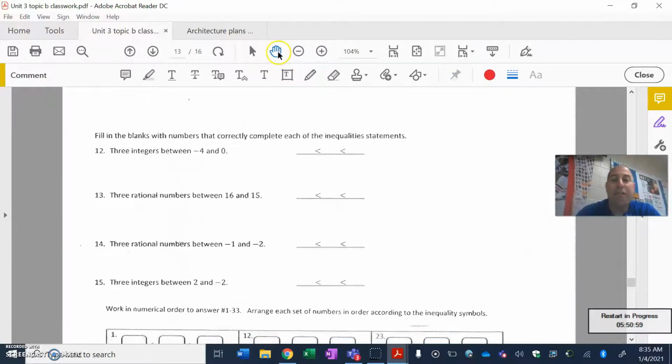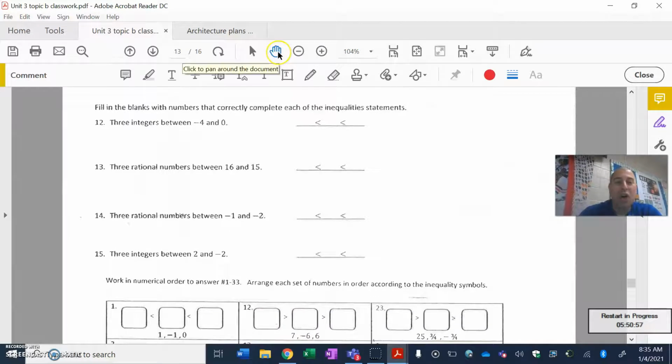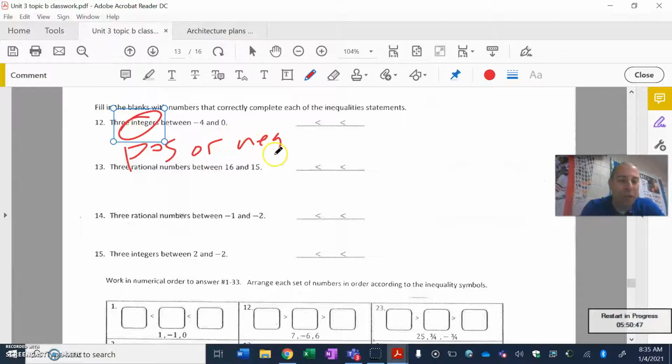Some more of your words and then fill in your blanks here. Okay, so integers. We got to keep in mind our definitions. So remember, integers are your positive or negative whole numbers. So because they are positive or negative whole numbers, we need whole numbers to use there. No fractions, no decimals. So you've got to find 3 integers that are between those 2 numbers, and then don't forget to use your inequality symbols to make sure they're in the correct order.